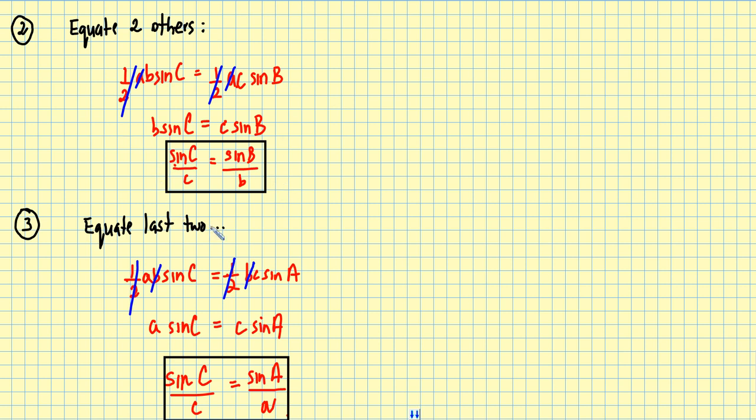And then the last one I do is I equate the last two expressions. So I took 1/2 AB sine C, which equals 1/2 BC sine A. And again, I crossed out my A's and the 1/2s and the B's, which were common, and I was left with A sine C equals C sine A. Again, rearranging, I got all the C's on one side and all the A's on the other, so that sine A over A equals sine C over C. So these were three relationships that we had going.